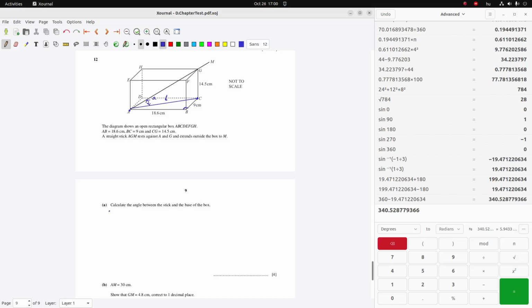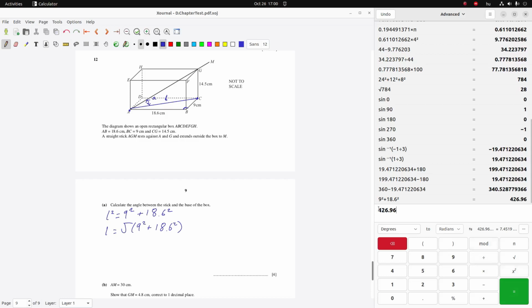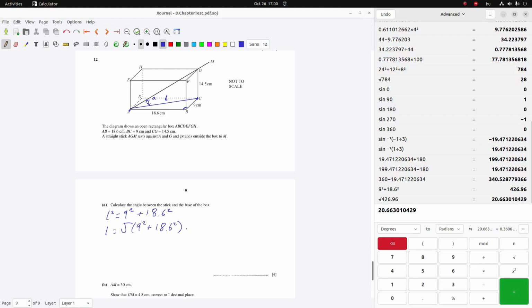Let's do it. L squared equals 9 squared plus 18.6 squared. So L is equal to the square root of 9 squared plus 18.6 squared. Let's put it in. 9 squared plus 18.6 squared equals, and then the square root. It's equal to 20.66 centimeters.